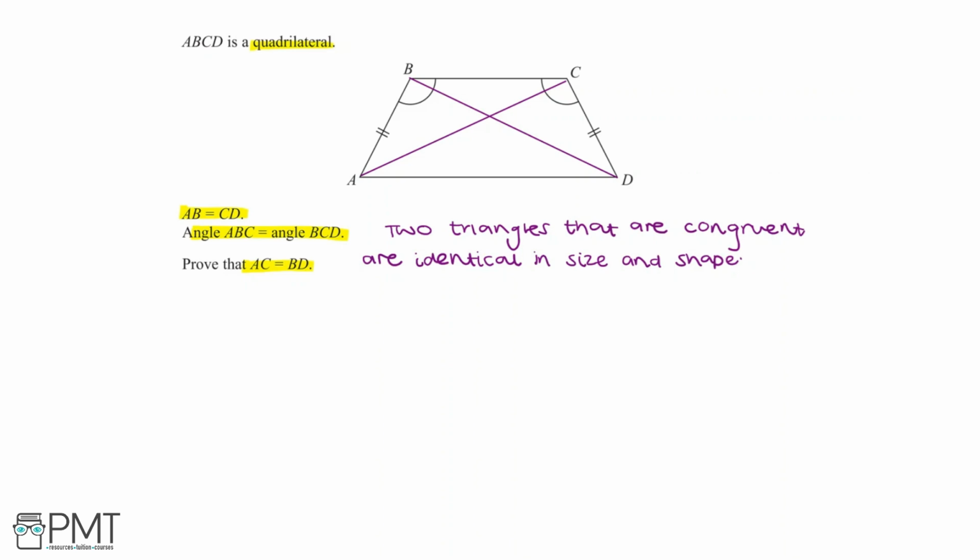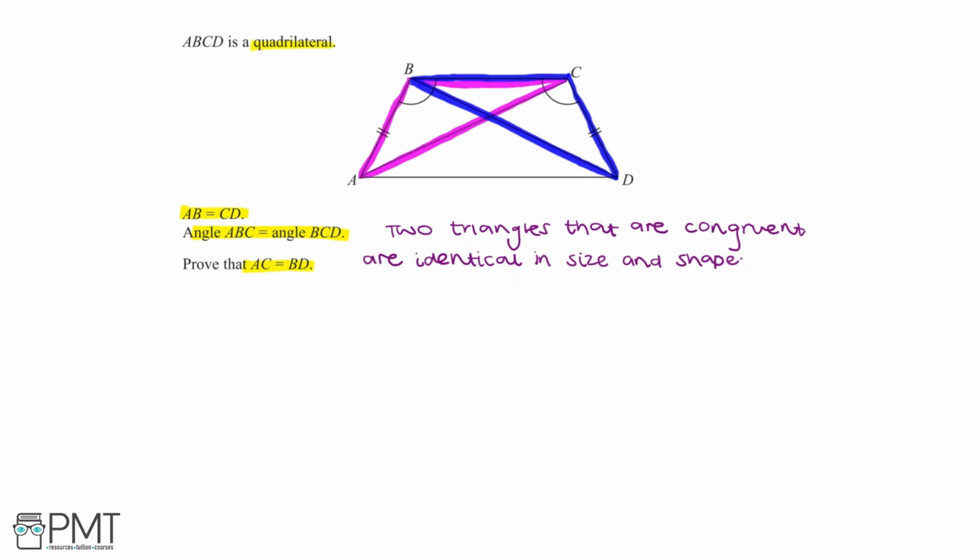Now that we've defined what congruency means, we can go ahead and outline the two triangles that we'll need in this question. So we've already drawn the lines AC and BD onto our diagram. The first triangle that we'll need is triangle BCD. And now the next triangle is triangle ABC.